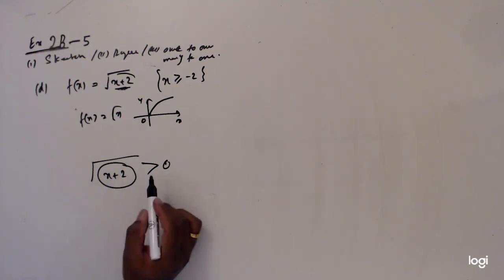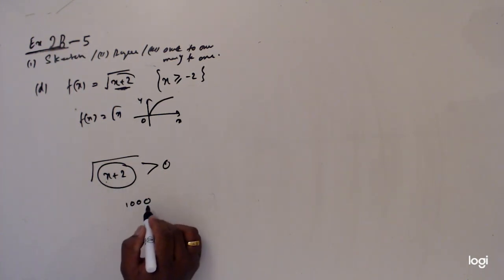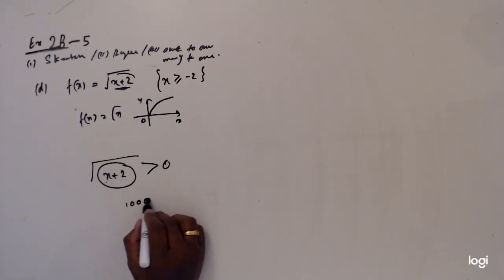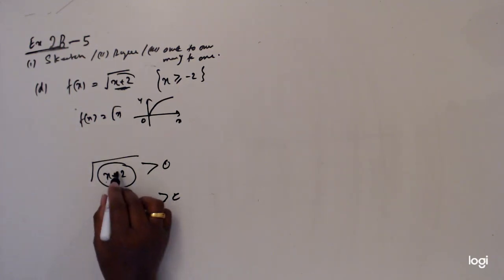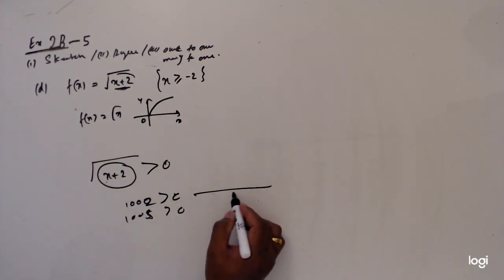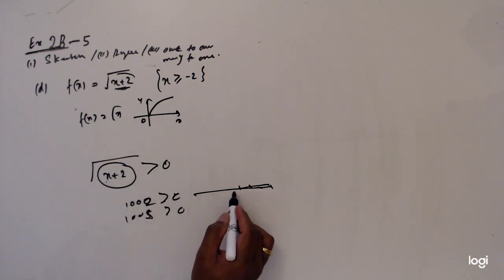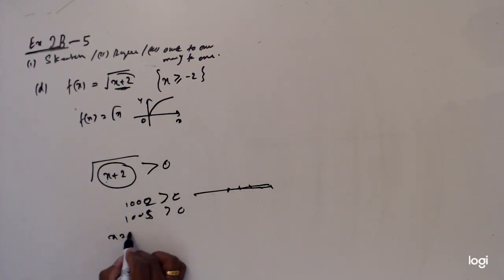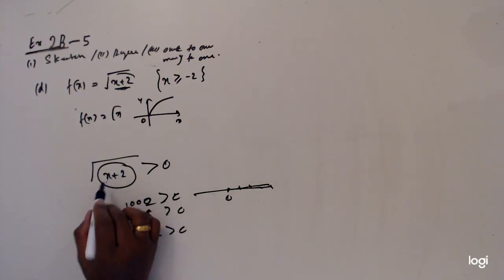So maximum, let's say 10,000, one value 1,000. So 1,002 plus 2,002 is greater than 0. 1,003 plus 2,005 greater than 0. Yeah, in the number line you can put bigger values. There is no problem with greater. But when x equals 0, what will happen? 0 plus 2 is also greater than 0. Okay, 0 is also fine.